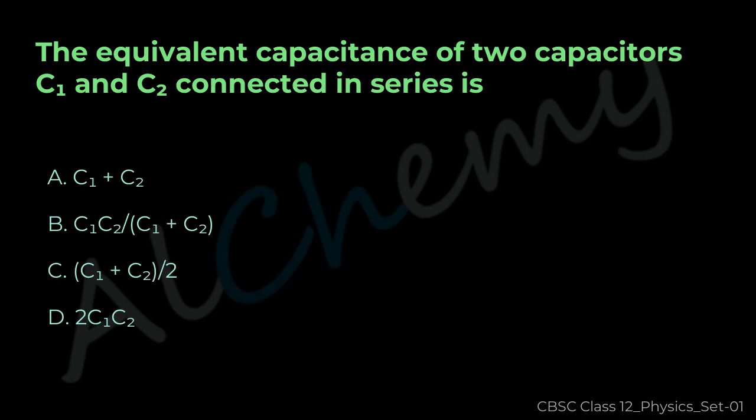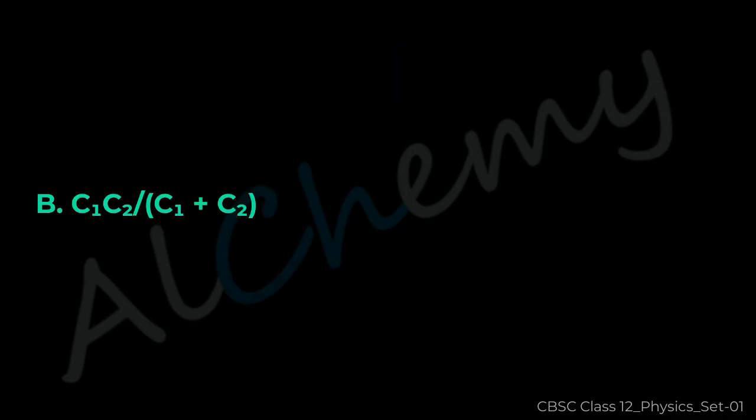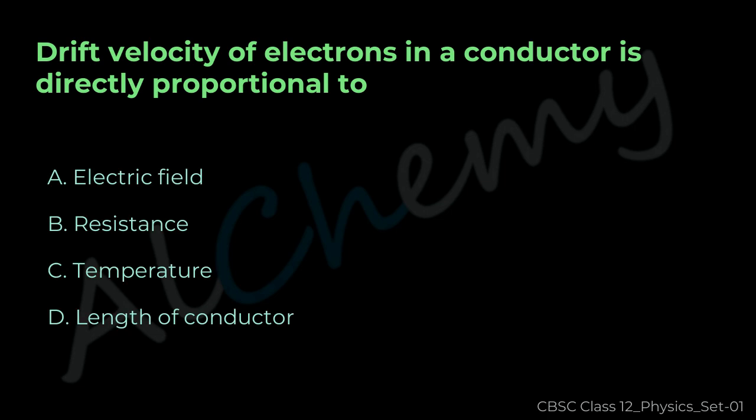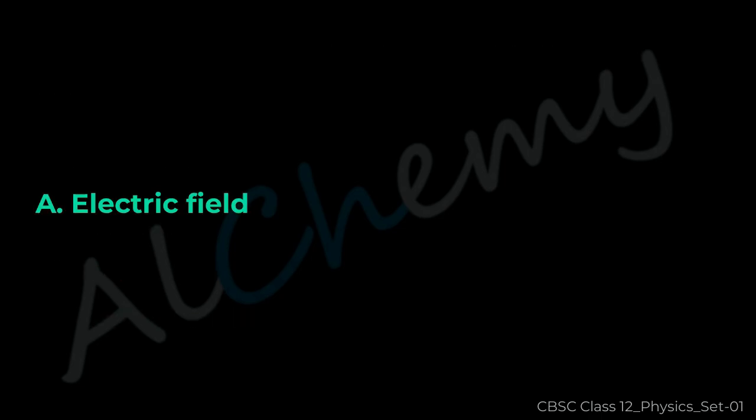Consider the following expression. Consider the following expression. Question 8. Drift velocity of electrons in a conductor is directly proportional to A. Electric field, B. Resistance, C. Temperature, D. Length of conductor. The correct answer is A.